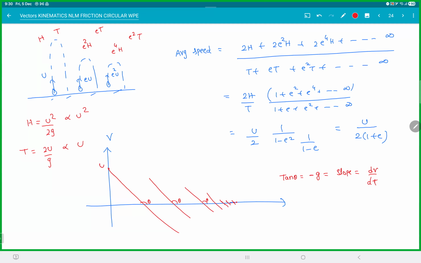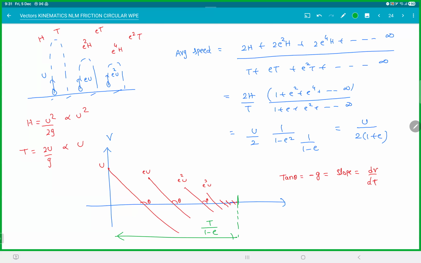So initially, if the speed was u, the speed will be eu, then e square u, and then e cube u, and so on. And this total time will be t into 1 by 1 minus e. That is the total time. The graph will not cross this point.